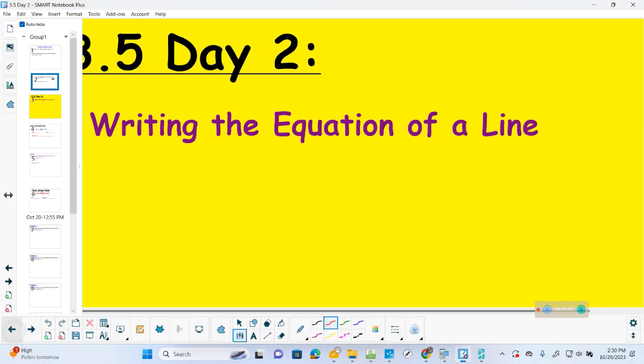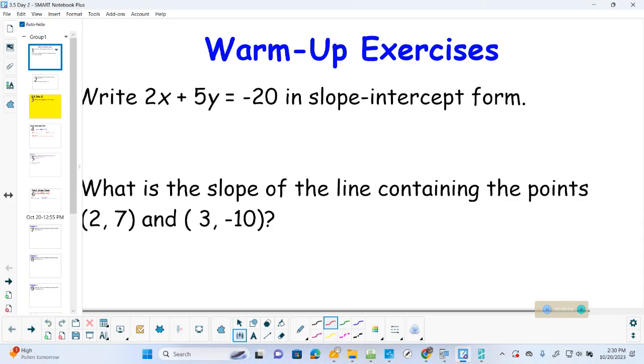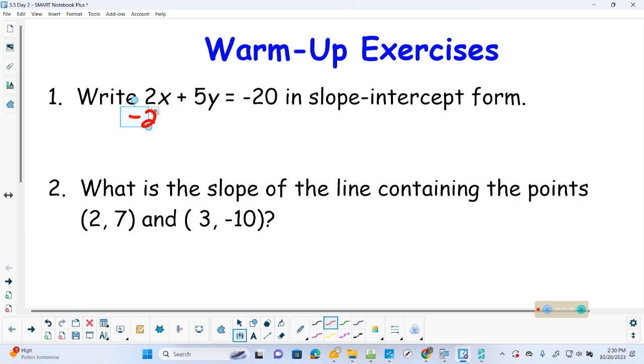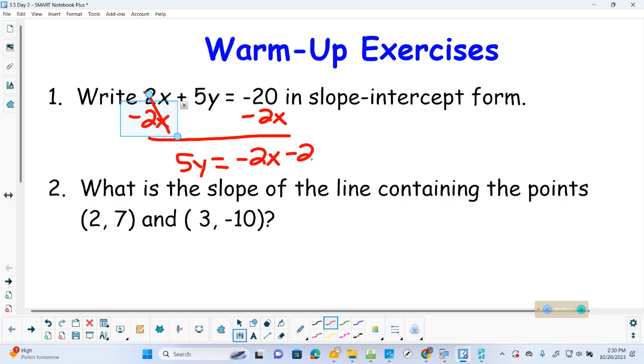So, first up, of course, let's just review from yesterday. Let's write this in slope-intercept form, aka solve for y. I'm going to get rid of the 2x by subtracting it. Now, let's be conscientious here. Slope-intercept form, remember, the x term has to be first. You have to put the negative 2x first, of course, and then we're going to divide everything by 5.